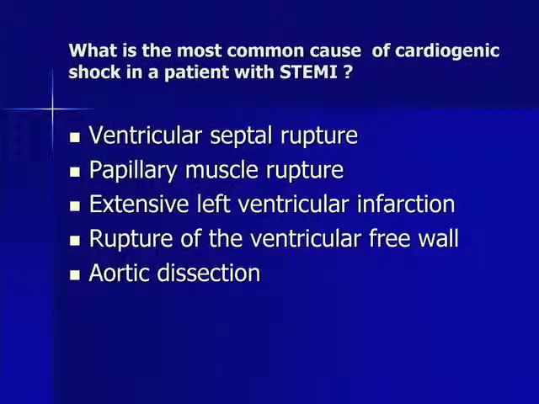So we'll start with a question. What is the most common cause of cardiogenic shock in a patient with a big ST elevation myocardial infarction? Is it a ventricular septal rupture? Is it a papillary muscle rupture? Is it just a large left ventricular dysfunction from the infarction, rupture of the ventricular free wall, or an aortic dissection?